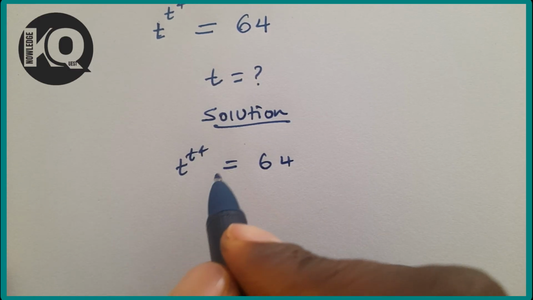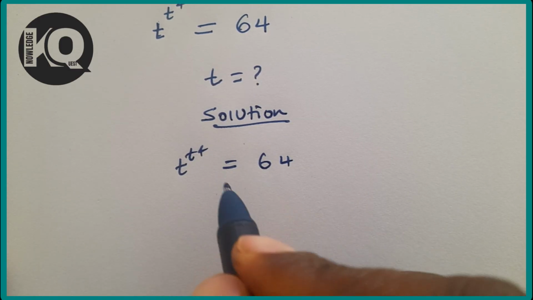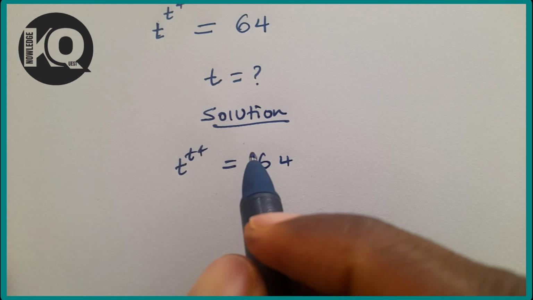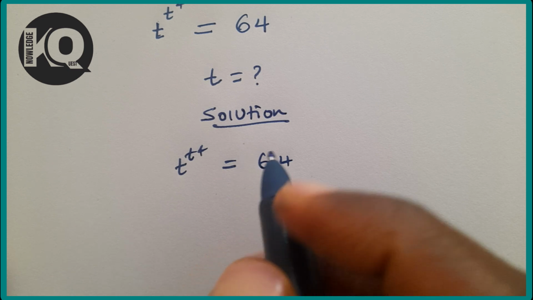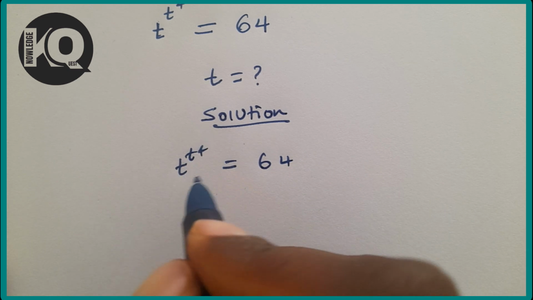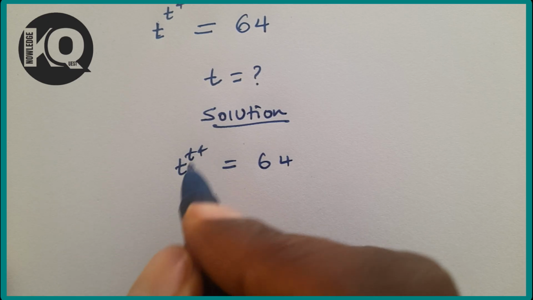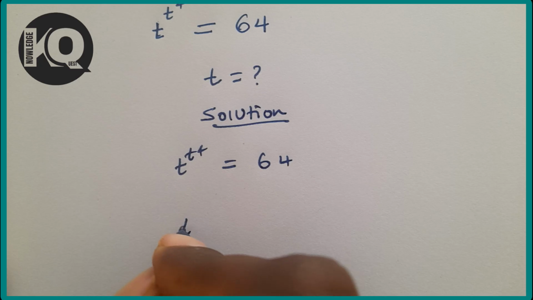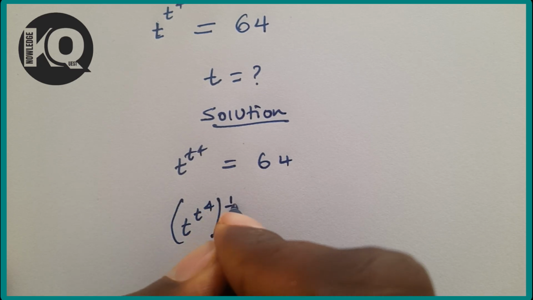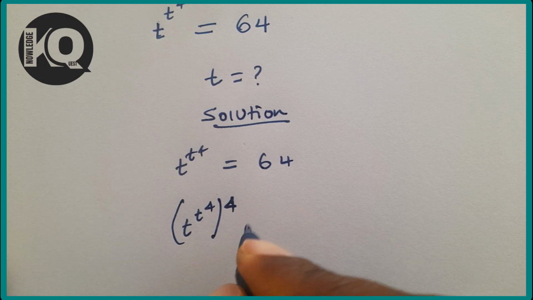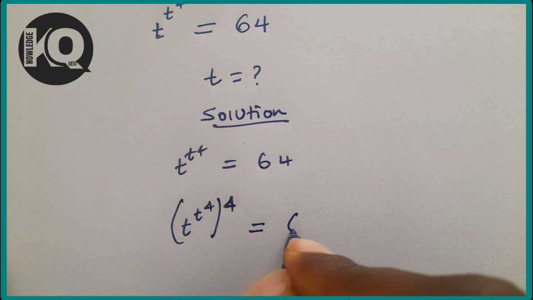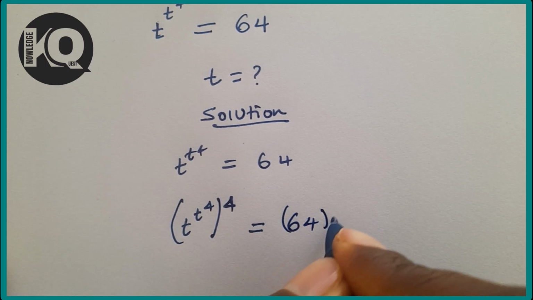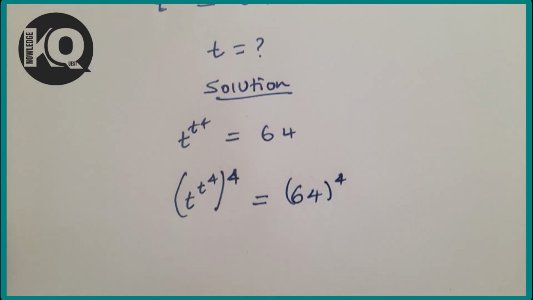So in order to solve this problem, we have to multiply both sides by 4 in order to eliminate, or in order to isolate, the variable t. So t power of 4 multiplied by 4 power of 4, which is equal to 64 power of 4.